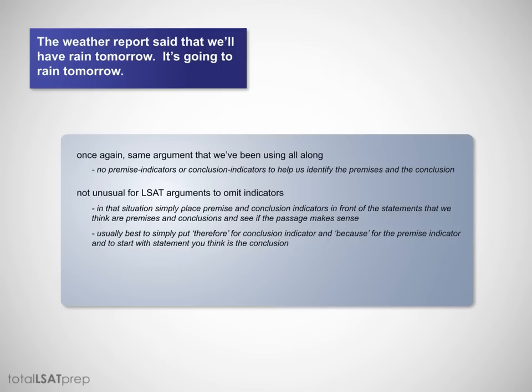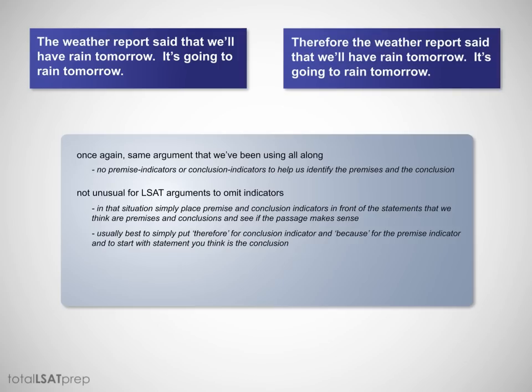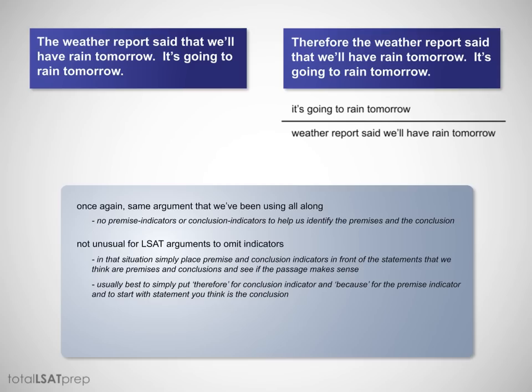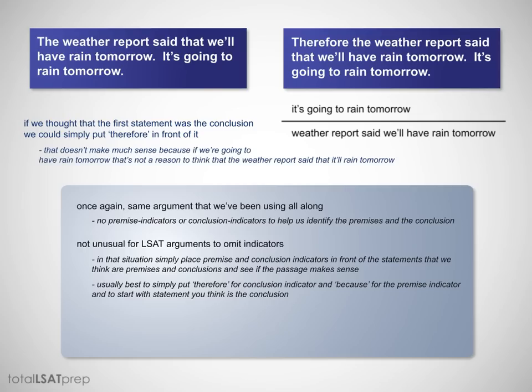So we would change it to say, therefore, the weather report said that we'll have rain tomorrow. It's going to rain tomorrow. And if we diagram that, it says it's going to rain tomorrow, and underneath, the weather report said we'll have rain tomorrow. So the way we have it here is if, for example, we thought that the first statement was the conclusion, and then we simply put a therefore in front of it. But in this case, that doesn't make much sense, because if we're going to have rain tomorrow, that's not a reason to think that the weather report said that it'll rain tomorrow. That simply doesn't make sense. So that's what you need to do. You need to look at it and see if it makes any sense.